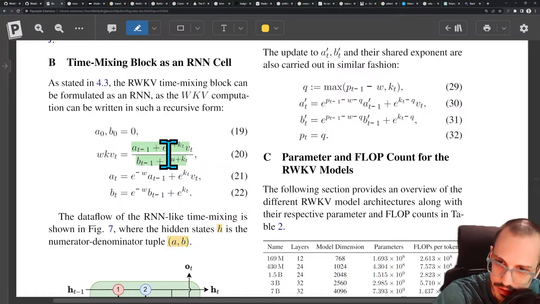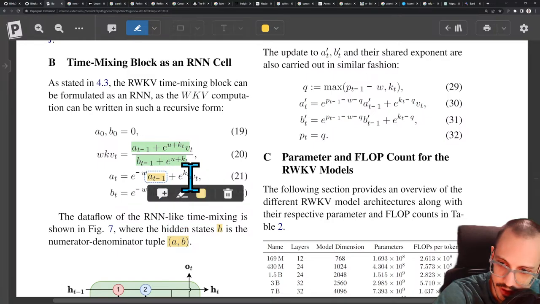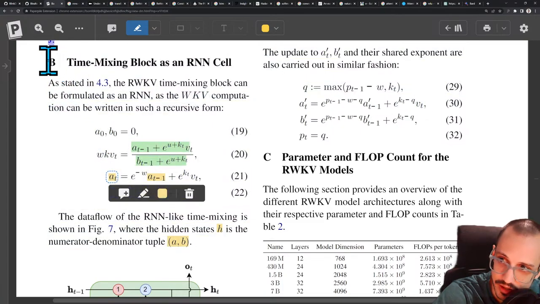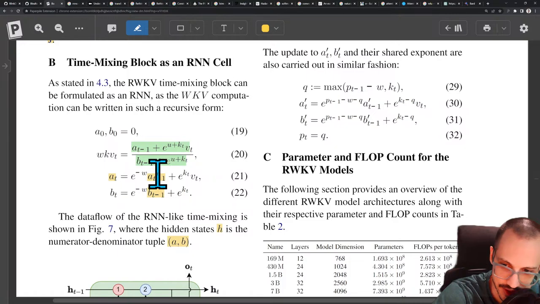Here's your sum, U plus KT, and because you're doing that, you can pull it out, which is what they're doing here. E to the negative W, AT minus 1. So here's your previous numerator, and then here's your previous denominator. The current numerator is the previous numerator times the weight here, which is supposed to model the time decay. And then you have your standard K times V here.